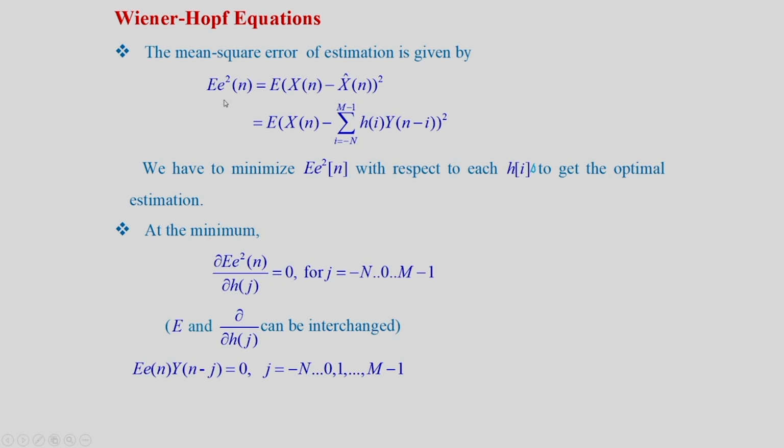Now, at the minimum, the partial derivative of E of e square n with respect to all h j is equal to 0. So, del of E of e square n by del h j is equal to 0 for j equal to minus n up to m minus 1. Now, this del operation and E operation can be interchanged. So, first we will take the partial derivative of e square n, that is e of n, and then the partial derivative of e n with respect to h j. That way we will get only y of n minus j, because if I take the partial derivative of this error term with respect to h j, there is only one term, h j into y n minus j, which involves h j. Therefore, by taking the partial derivative, we will get E of e n into y n minus j is equal to 0 for j equal to minus n up to m minus 1.